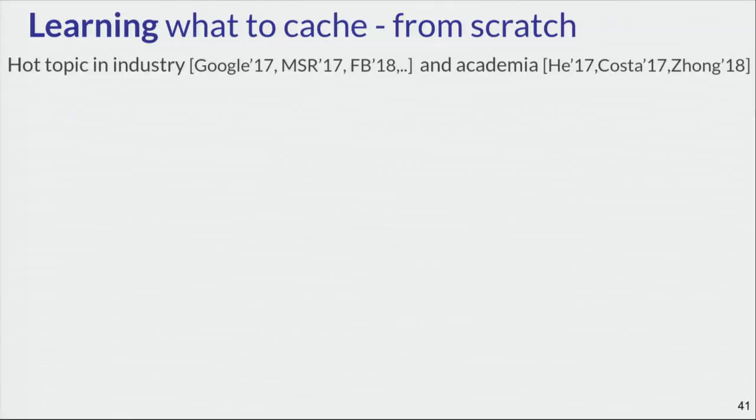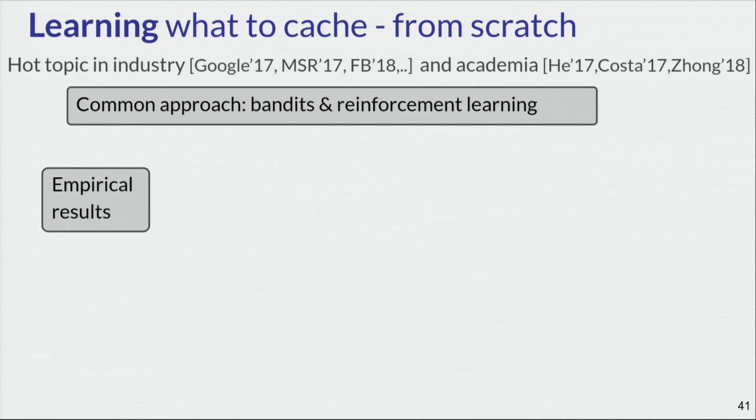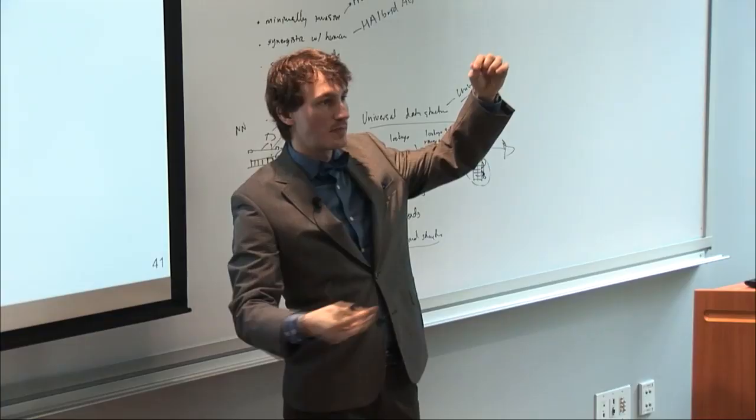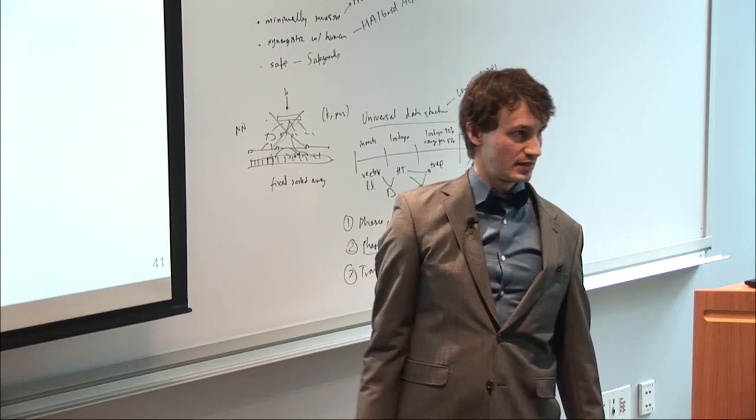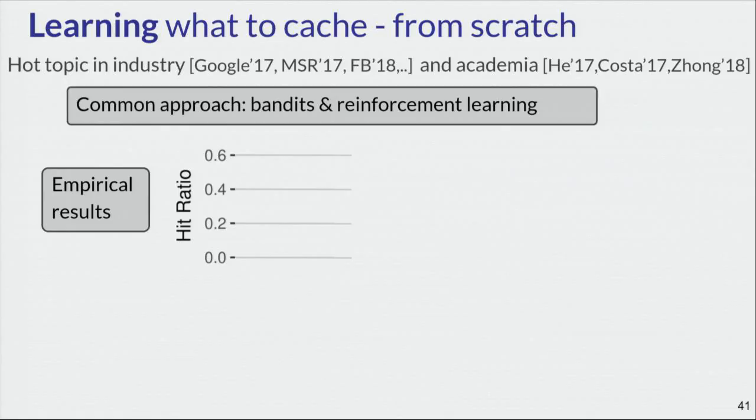The high-level idea is that we have this very common approach: we have a caching system, you have many, many objects in that cache. Which of these objects should you throw out of the cache? You're basically playing kind of like a bandit problem, or many, many people have looked at reinforcement learning in that space.